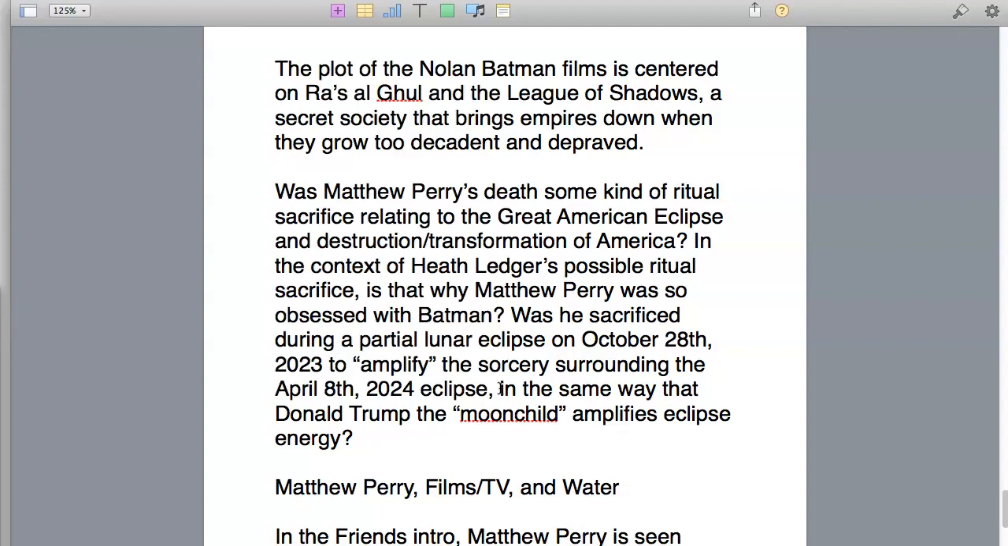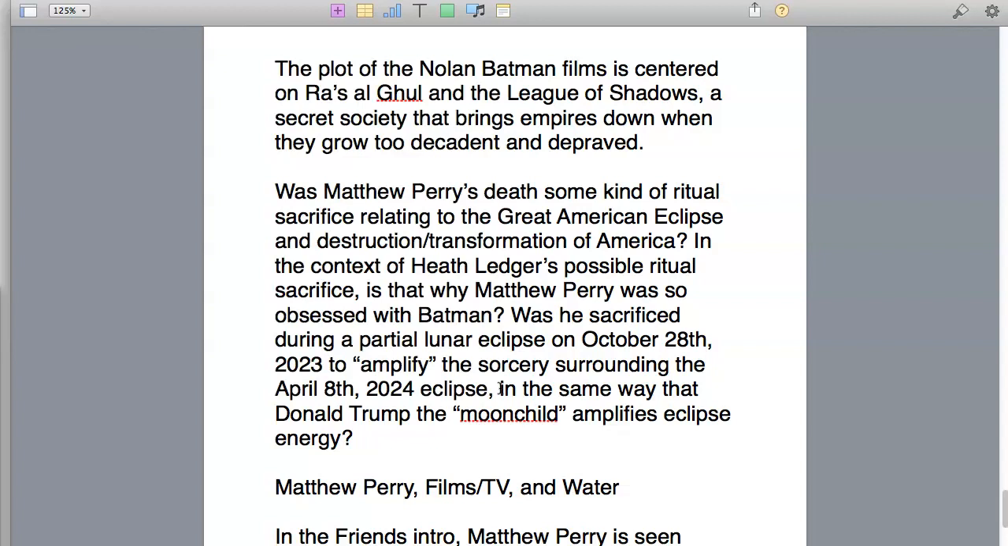But still, the aspect of mind control doesn't exactly make it a fair situation where we're making clear decisions with full information about what we're doing. Based on that connection to the Nolan Batman films and the fact that Heath Ledger was possibly ritually sacrificed during the middle of those Batman films, the three of them, I wonder if there would be some kind of research you could do into that and find connections to what I've been going over in this video so far as it relates to the eclipse and the destruction of America and all of that stuff. But the connection between Batman and Matthew Perry kind of is that continuation of the theme.